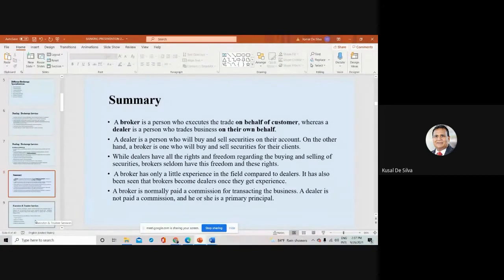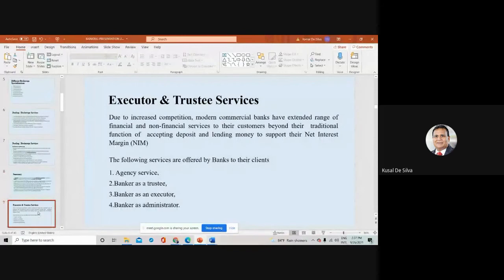Otherwise, they will shift to different arms to get these services done. What will happen is finally they will capture, or they will request the customer to shift to other businesses in their other related companies. So to prevent that, all the banks are now providing these services under one roof. So there is another area, that the executive and trustee services are offered by the banks.